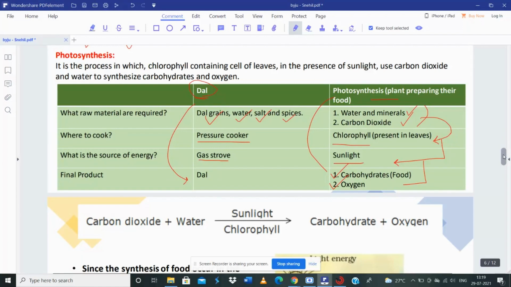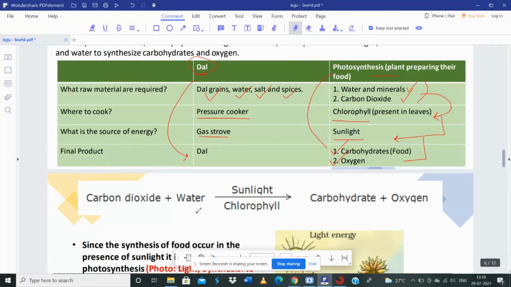We can also present this process through this equation. Here we can see that these are our raw materials, and these raw materials will be utilized by chlorophyll in the presence of sunlight to obtain two products. The first product is carbohydrate and our second product is oxygen.